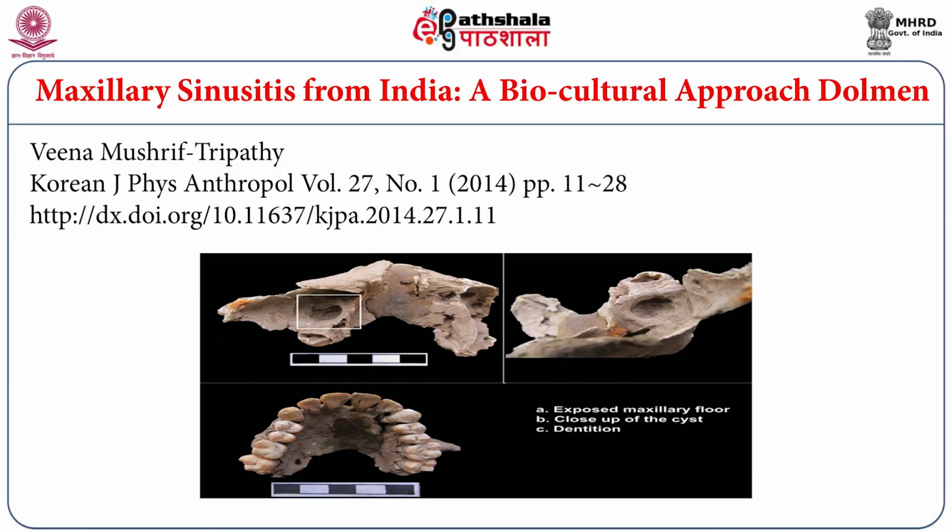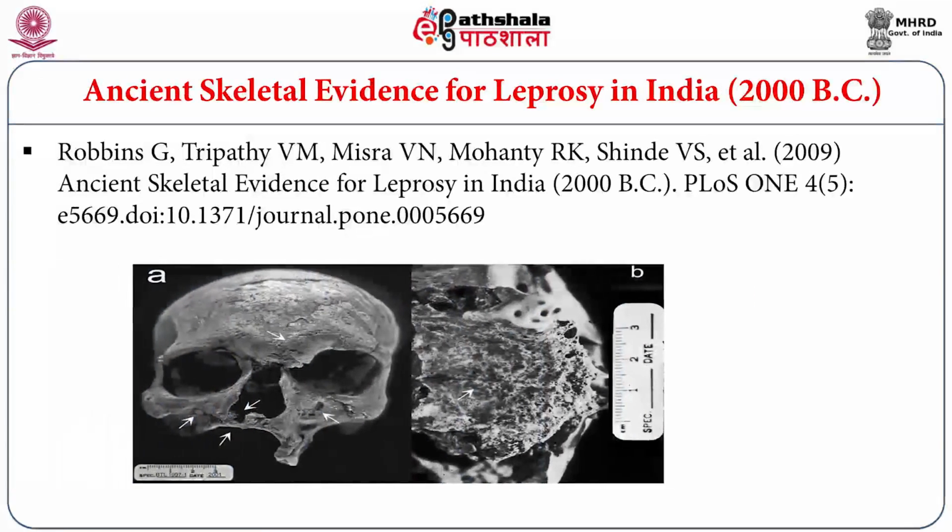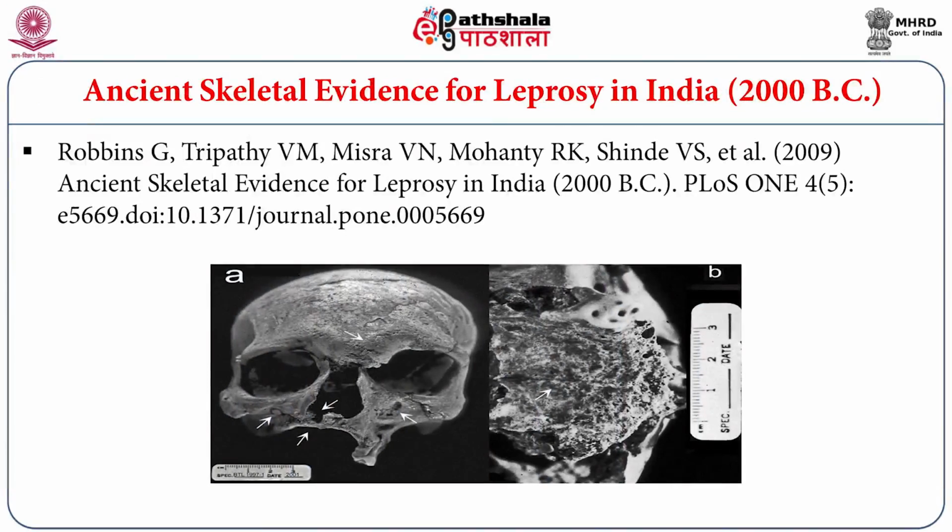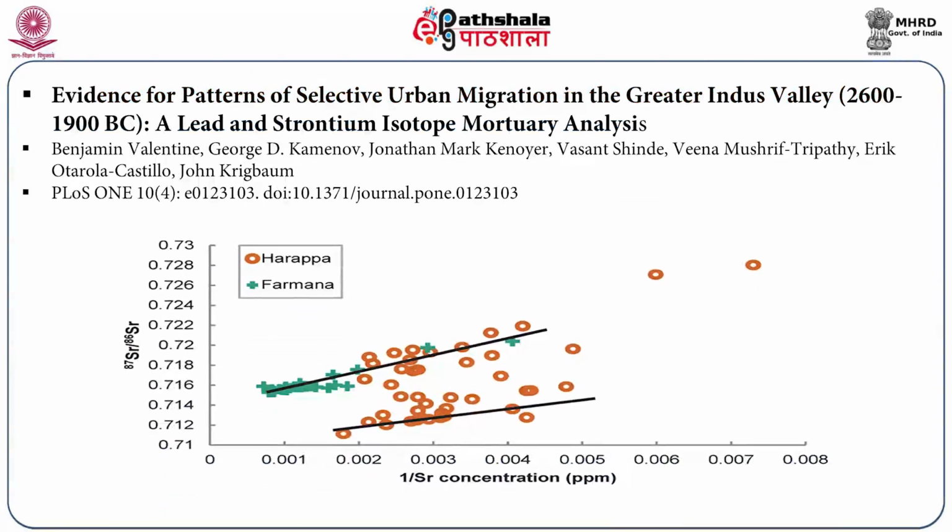Evidence for this particular aspect has been found in several sites in India. Again, we have an interesting case of evidence related to ancient leprosy at the site of Balathal in Rajasthan. So such kinds of diseases can also be studied using skeletal biology. Evidence related to urban migration can also be studied. Studies based on lead and strontium isotope mortuary analysis have helped to understand the pattern of migration to the Harappan sites of Farmana and other Harappan sites.